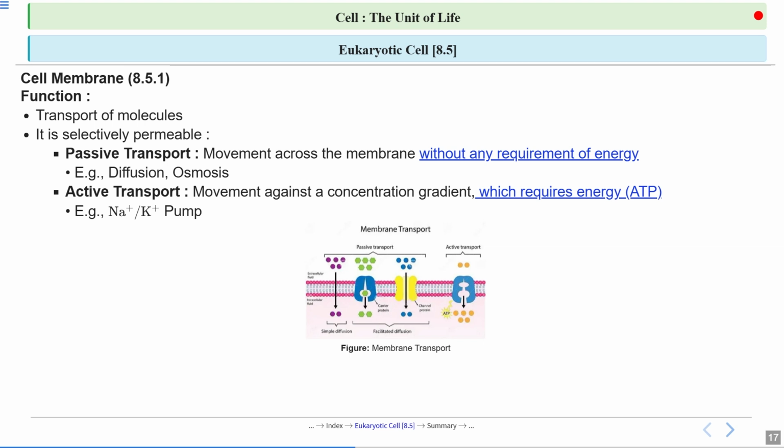Okay. This is clear. Now, this image shows you membrane transport. Here you can see transport is of two types, passive transport and active transport. In passive transport, you can see there is a concentration gradient here. On one side, the concentration is more as compared to the other side. Due to this concentration gradient, there is transport, or this concentration gradient facilitates the transport. Then here, this is the carrier protein. We have seen integral proteins and peripheral proteins. Integral proteins help in the transport.